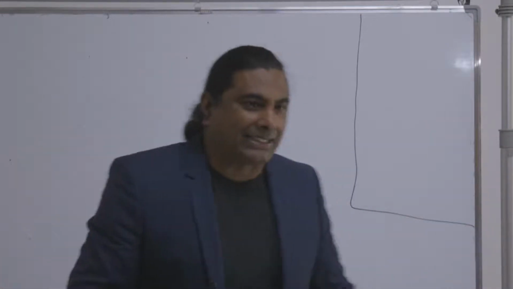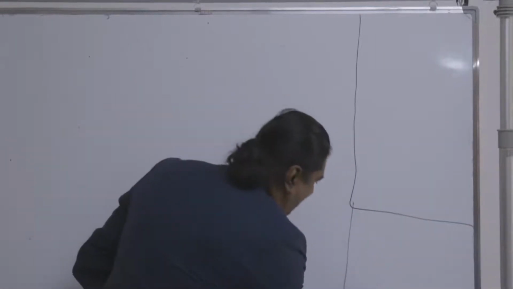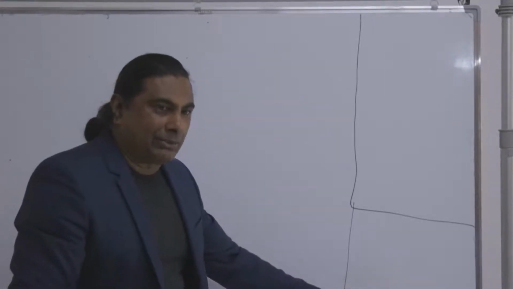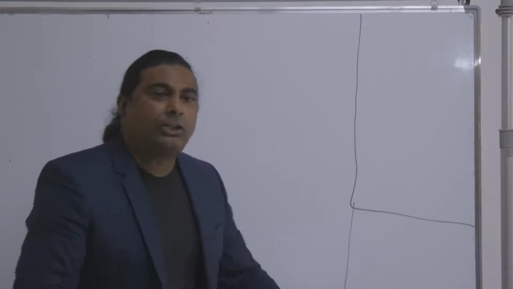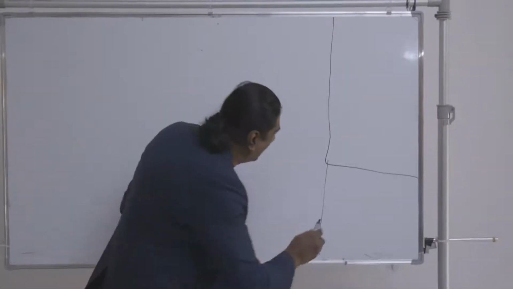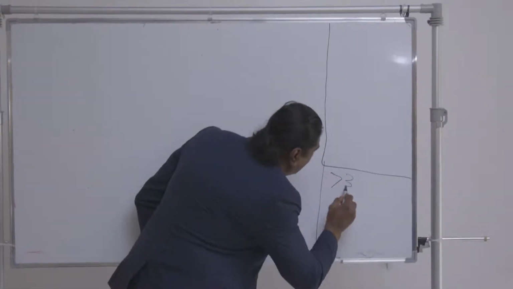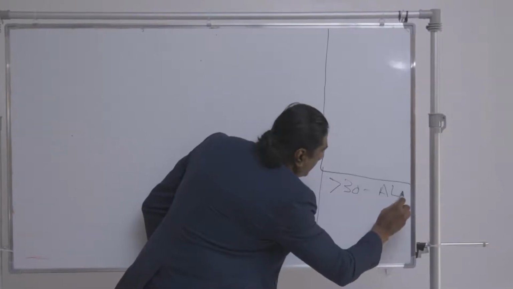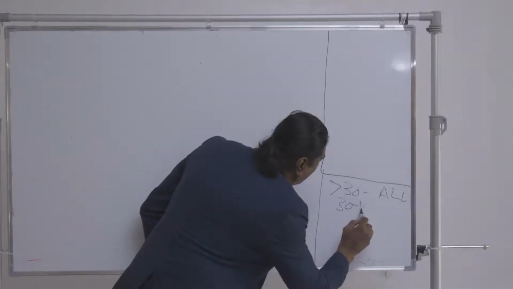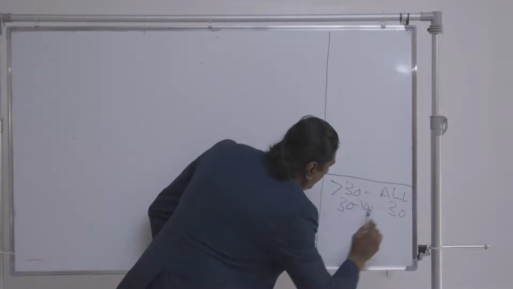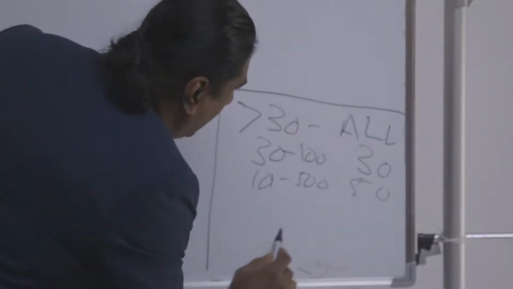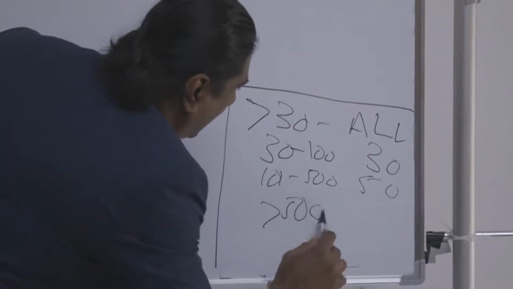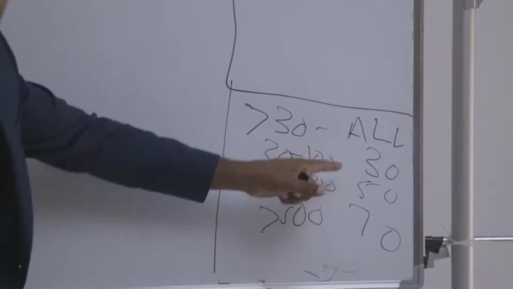Now let's repeat that just to make sure about sample size. I'm going to write that at the bottom. Remember, I told you, how do we determine how many we collect? That's easy. If you have a total of less than 30, you take all. If it's between 30 and 100, you take 30. If it's 101 to 500, you take 50. If it's more than 500, you take 70. You got this?